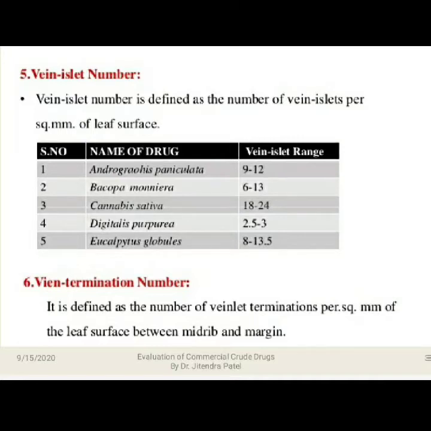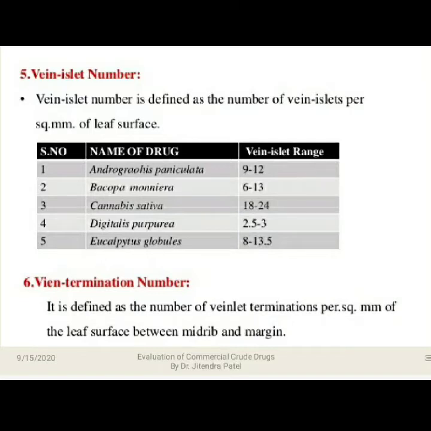So you can see in Andrographis paniculata 9 to 12, Bacopa monnieri 6 to 13, Cannabis sativa 18 to 24, Digitalis purpurea 2.5 to 3, Eucalyptus globulus 8 to 13.5, right? So the number of veinlets is supposed to fall between these. If it is falling beyond that, it may be an indication of something wrong.